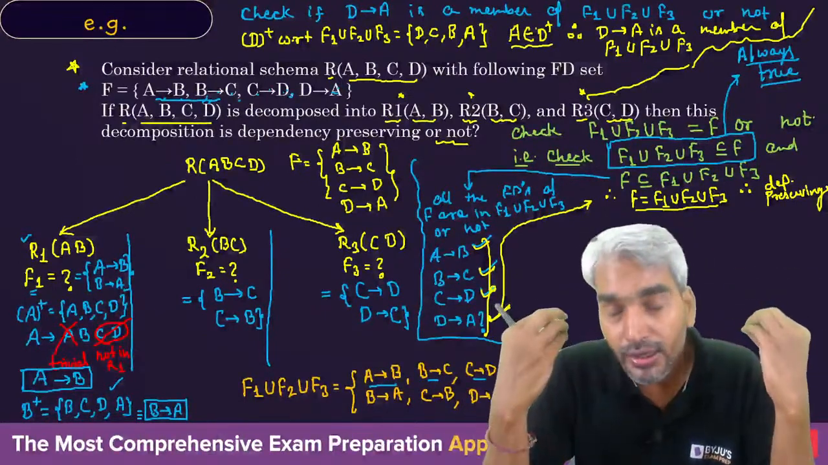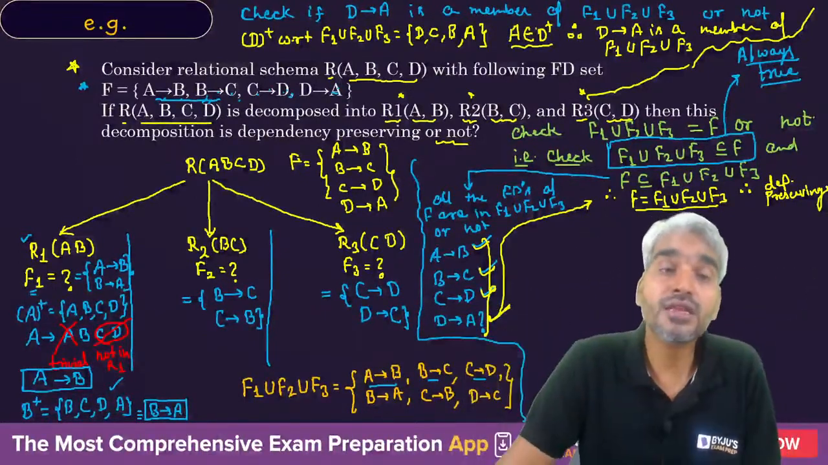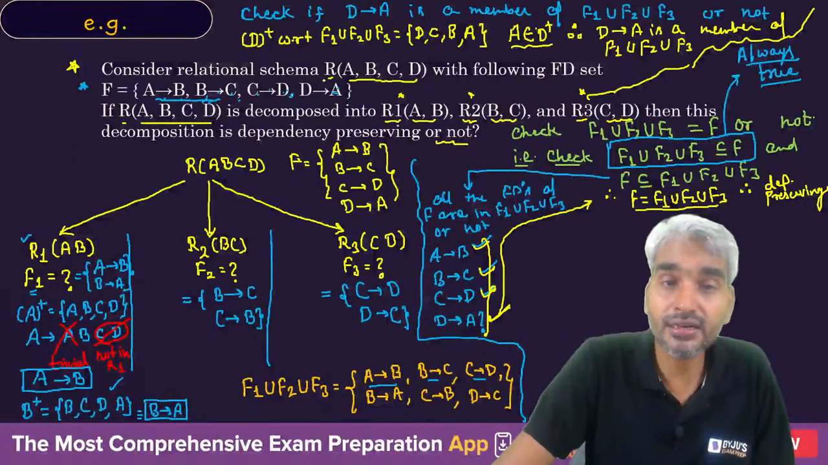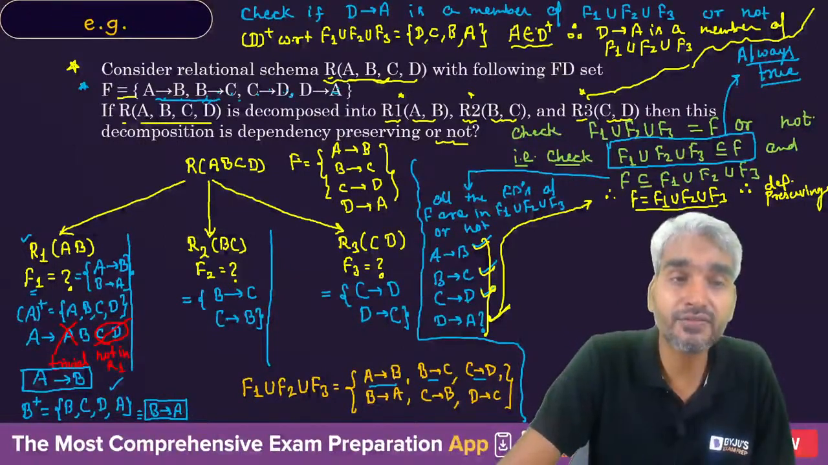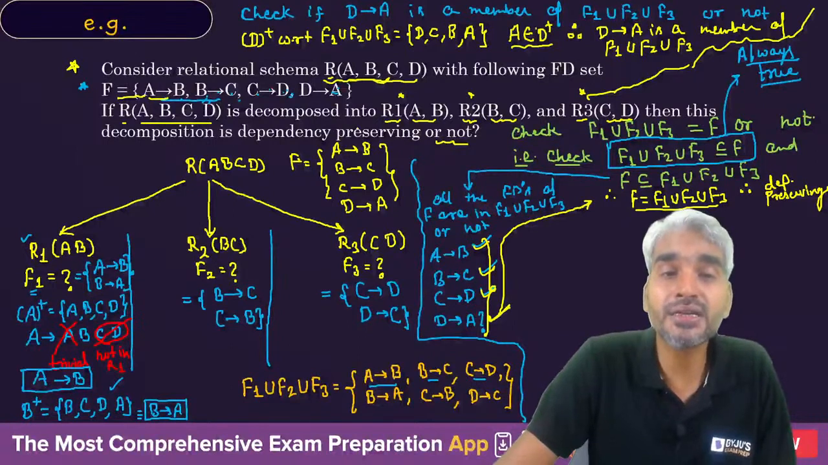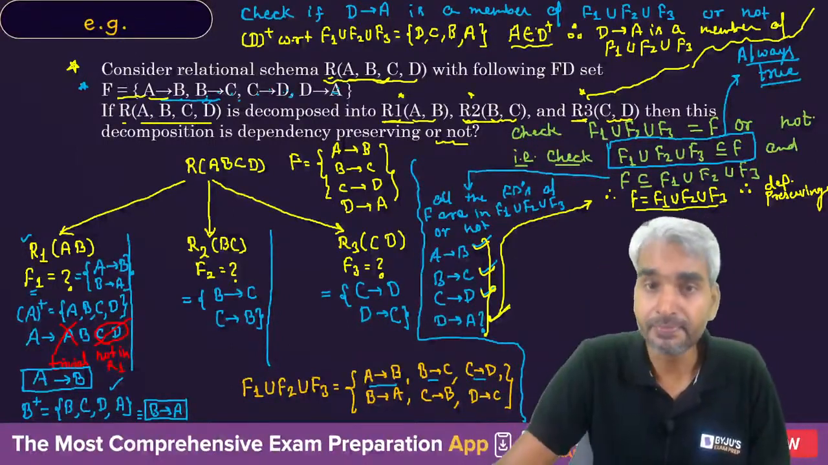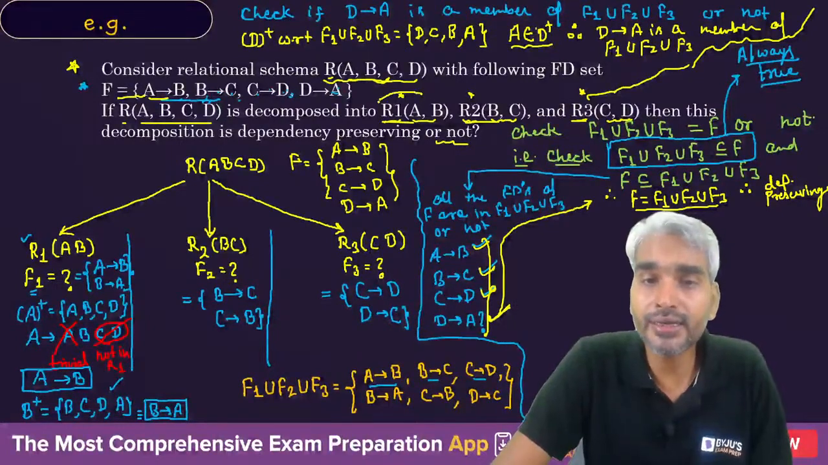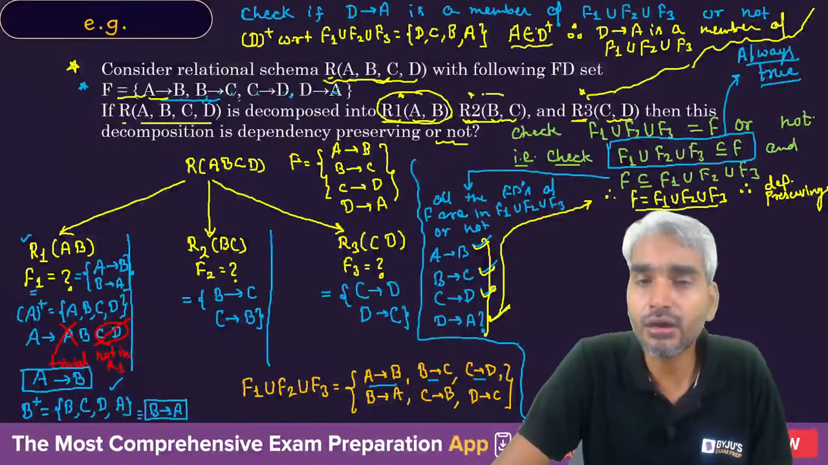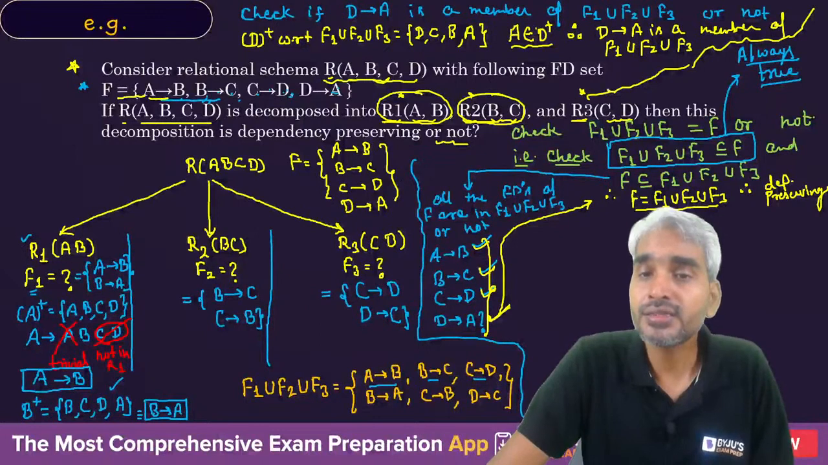No matter what the question is, if there is a relation R and an FD set F, and the relation R is decomposed into a number of sub-relations, then you always need to do one thing first: identify the FD sets of those sub-relations. How to obtain that?